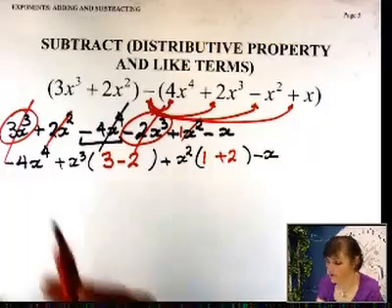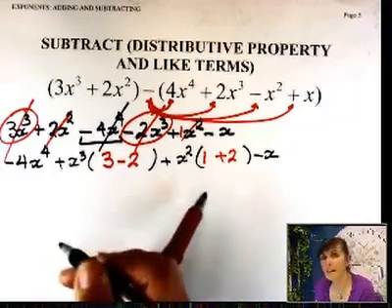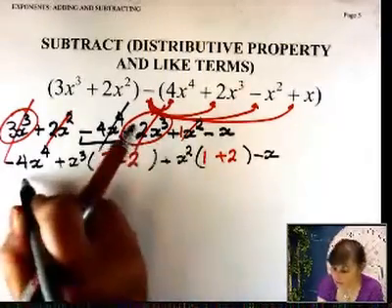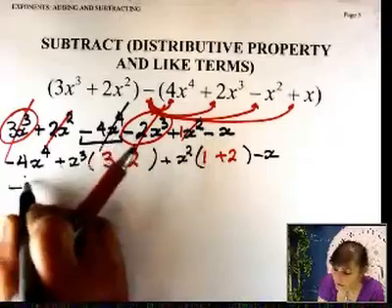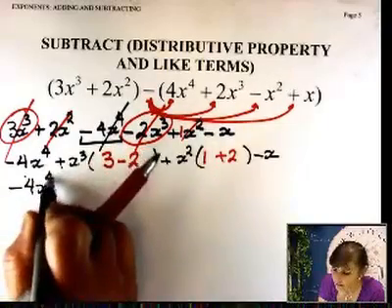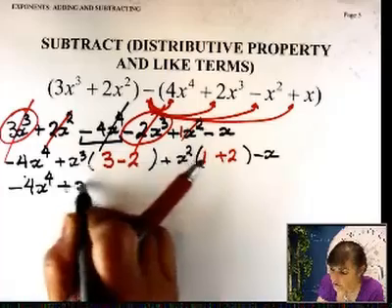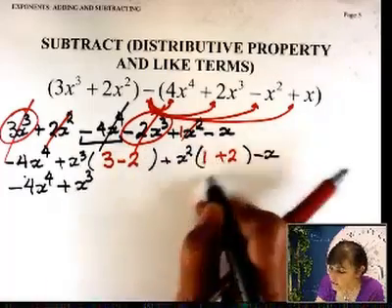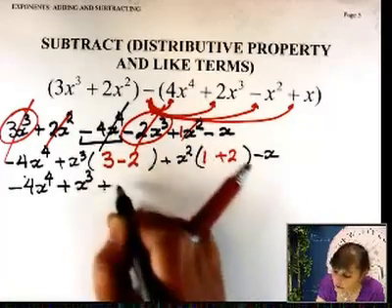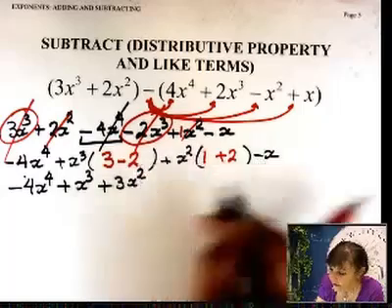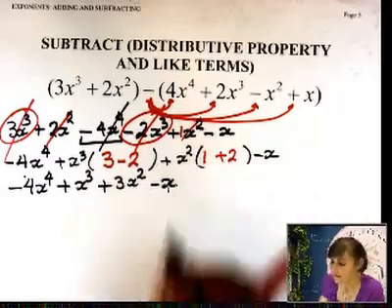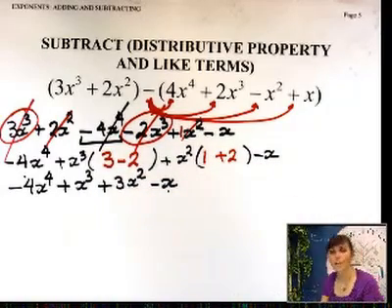Now let's make it pretty. Pretty meaning you write the number first and then the variable. You have negative 4x to the fourth. 3 minus 2, that's 1. You don't have to write the 1. X cubed. And this one is 2 plus 1, that's 3. And you have a negative x. What you did was just group the like terms.